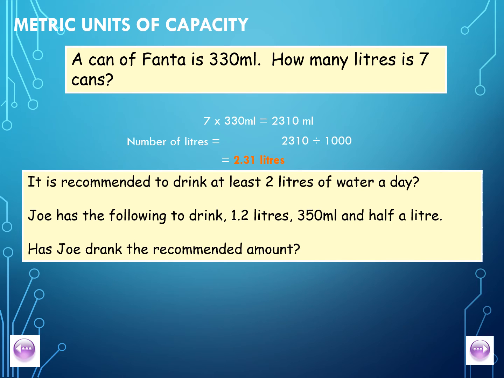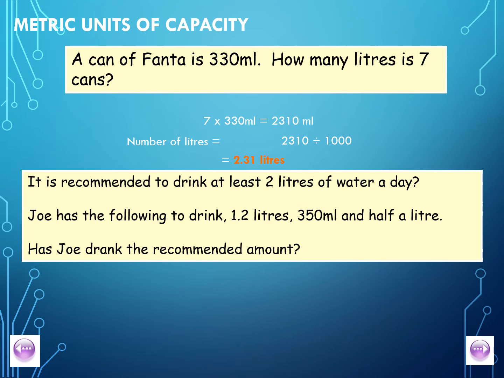Furthermore, let's have a look at this one. Okay, so level 2 learners should be able to answer this quite easily. It is recommended to drink at least 2 liters of water a day. Joe has the following to drink: 1.2 liters, 350 milliliters, and half a liter. Has Joe drunk the recommended amount? Now he needs to drink at least 2 liters of water a day, and what we are doing here is first and foremost finding out the total of what he has drunk, and whether it is the recommended amount.